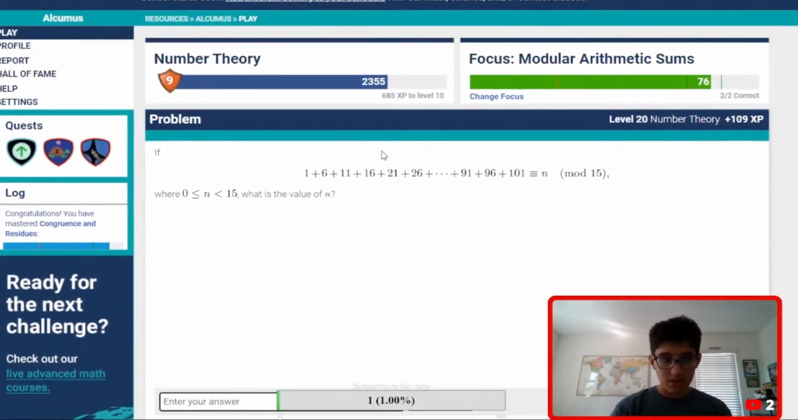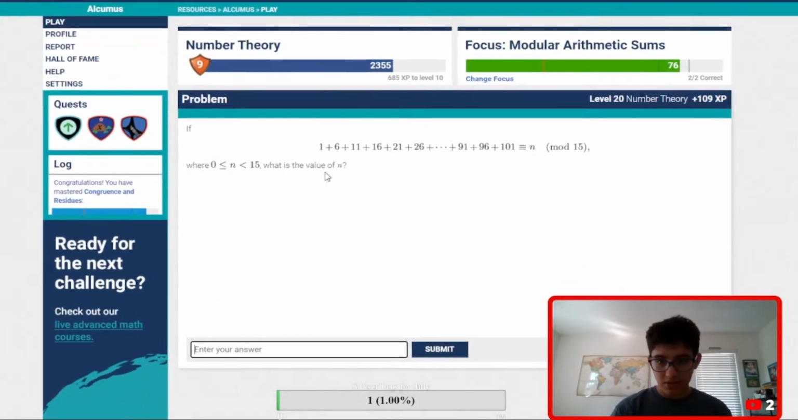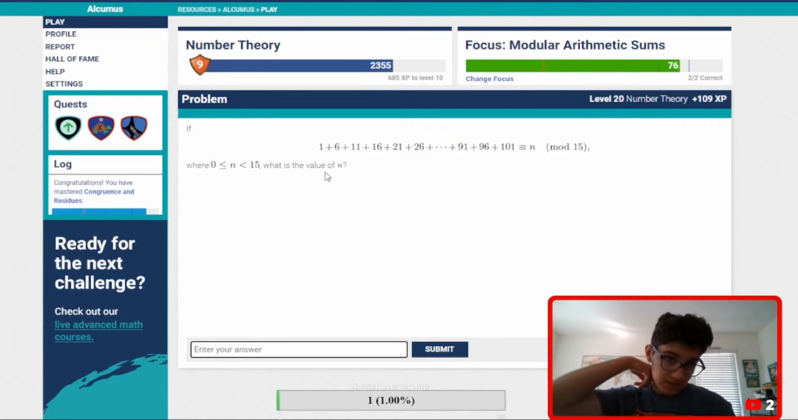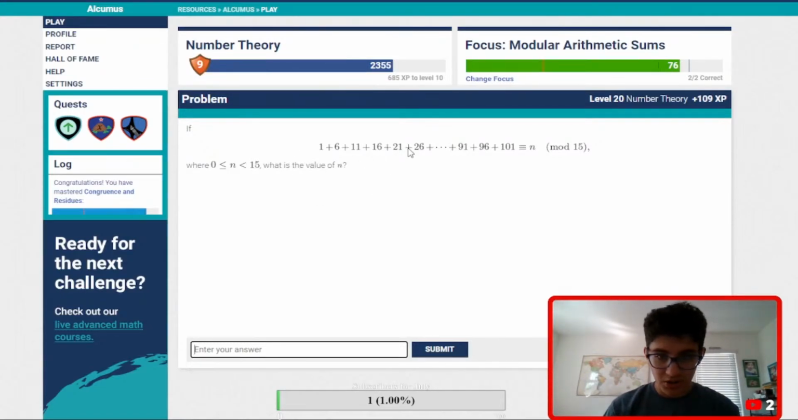Modular arithmetic sums. If 1 plus 6 plus 11, so everything with 0 is less than n. Okay, so each of these is congruent to one mod. Well, no, not necessarily. Let's see. We should probably group these together in some way, right? Yeah, I think we can do that. So it's 1 plus 6 plus 11. So each of these sets is basically 17, 18. So it's 3 mod 15, right? Each set is 3 mod 15.